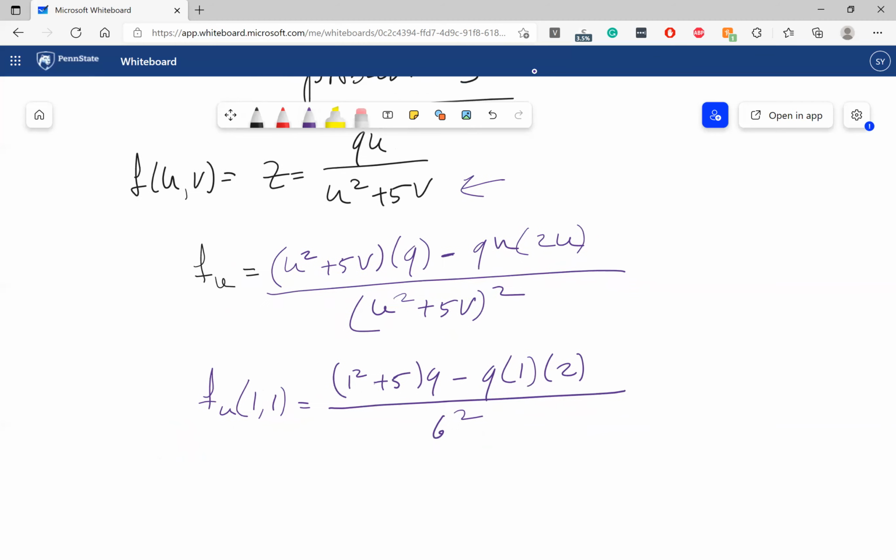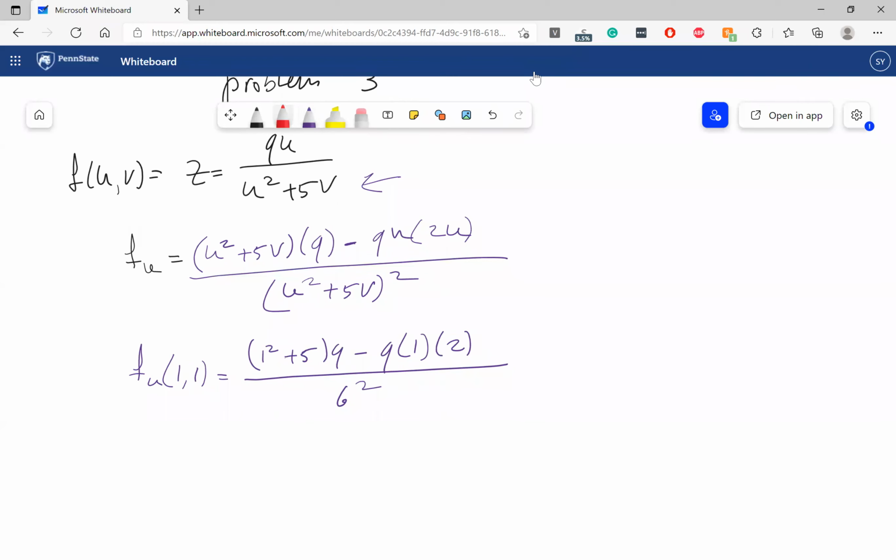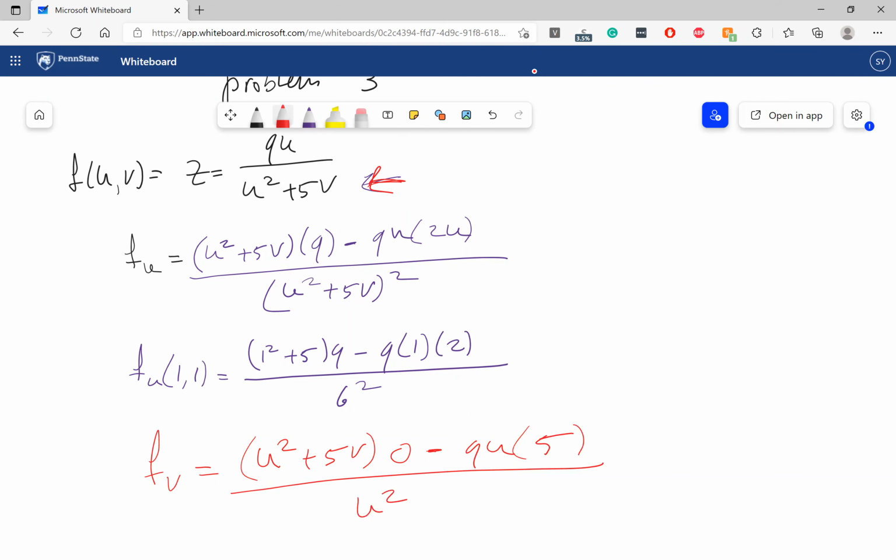We can also ask the same question. What is the partial of f with respect to v? So again, you have a v at the bottom. So this is going to be u squared plus 5v times the derivative on top, which is 0 with respect to v, right? Because again, u is a constant, minus 9u times the derivative at the bottom with respect to v, which is 5, over u squared plus 5v squared. Yes. There's no v's in the numerator.